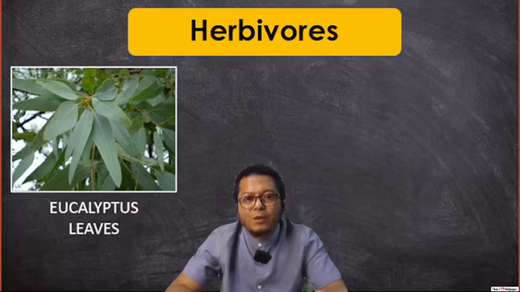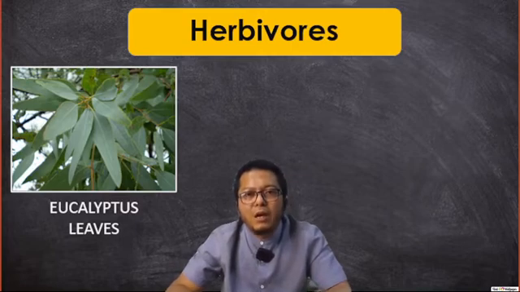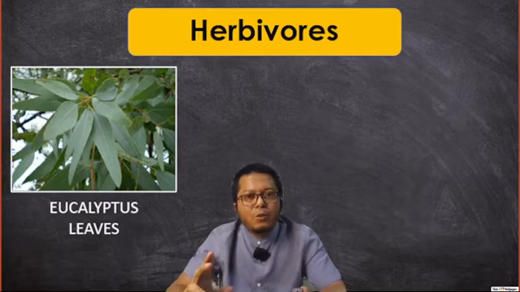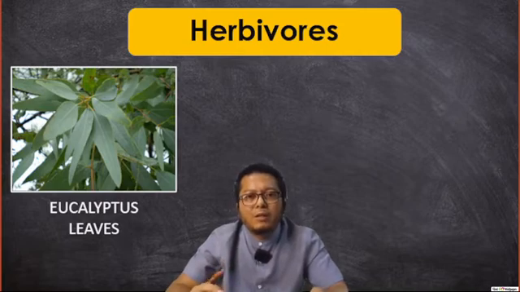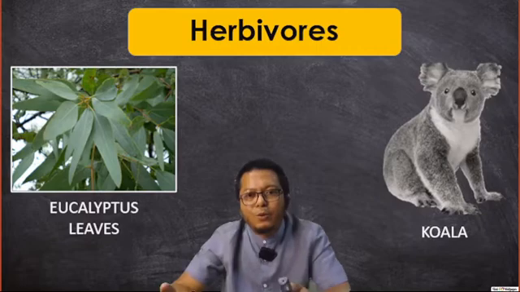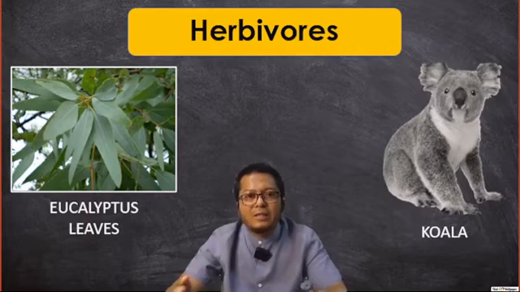Now, the next plant would be eucalyptus leaves. Eucalyptus leaves come from the eucalyptus plant. And then there's one animal who loves eucalyptus leaves. That is a koala. A koala loves eucalyptus leaves. I'm not sure why, but it is its favorite.